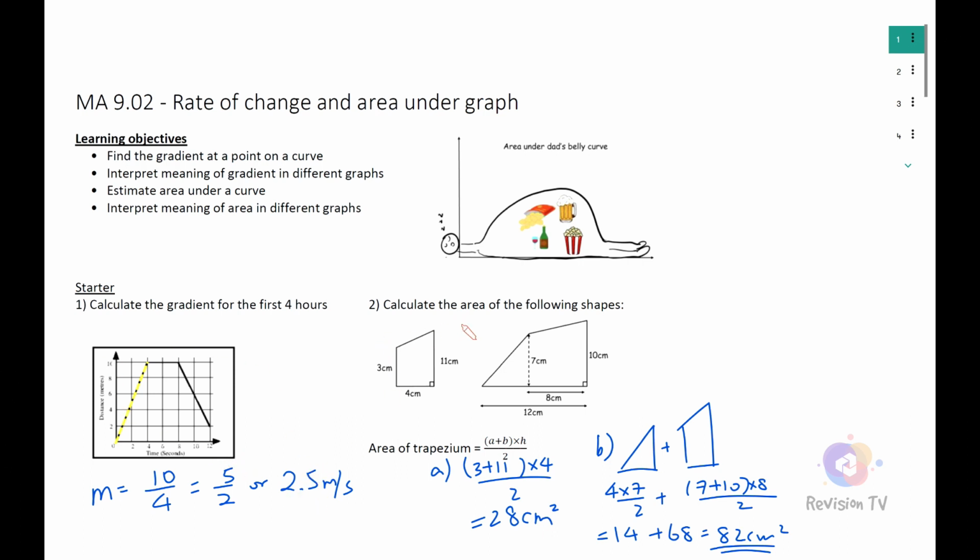Okay. For the second question, to work out the area of a trapezium, now this is quite important, knowing how to work out the area of a trapezium, because we need this to estimate the area. Now you can break it down into a rectangle plus a triangle, but if you know the formula for a trapezium, why don't you just use it so you can do it all in one go, right? So 2a, the trapezium is 3 plus 11 times 4 divided by 2, and for part B, you have to split into a triangle and a trapezium. Okay, so you get 82 centimeters squared.